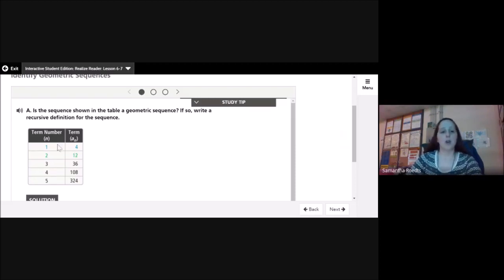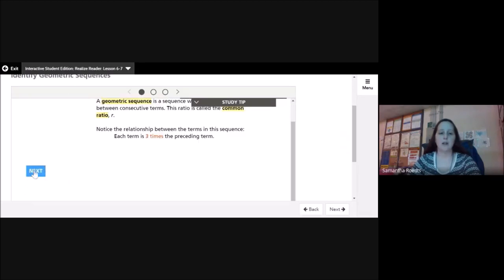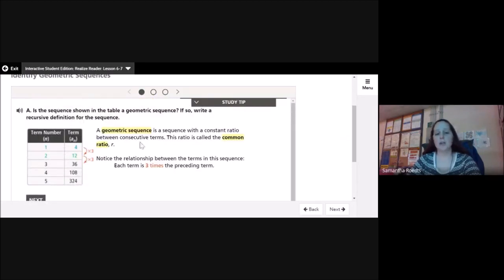Okay? So term number n is 1, 2, 3, 4, and 5. Our terms are 4, 12, 36, 108, and 324. So from 4 to 12, I would have multiplied by 3. 12 to 36, I multiplied by 3. And we continue. So a geometric sequence is a sequence with a constant ratio between consecutive terms. This ratio is called the common ratio r. Notice the relationship between the terms in this sequence. Each term is 3 times the preceding term.